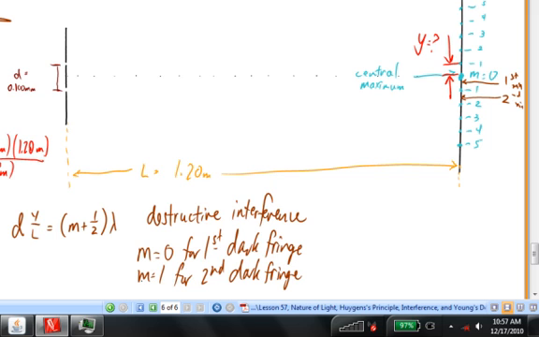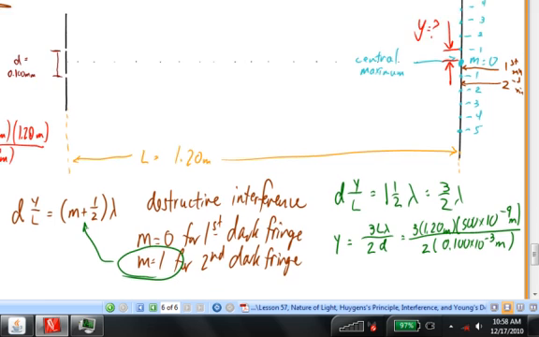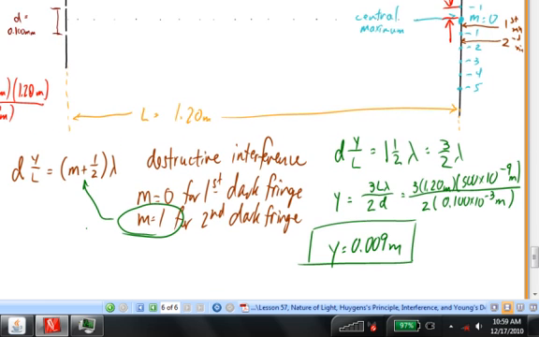And in this particular problem, I'm going to put in m is equal to 1 into the destructive interference formula, and then I'm going to solve that equation for y. So let's do that. Solving that equation for y and putting in the numbers, I'm going to actually write 1½ as 3/2. Again, be careful with your units. I find that the second dark fringe is going to occur 0.009 meters away from the central maximum, or 9 millimeters.